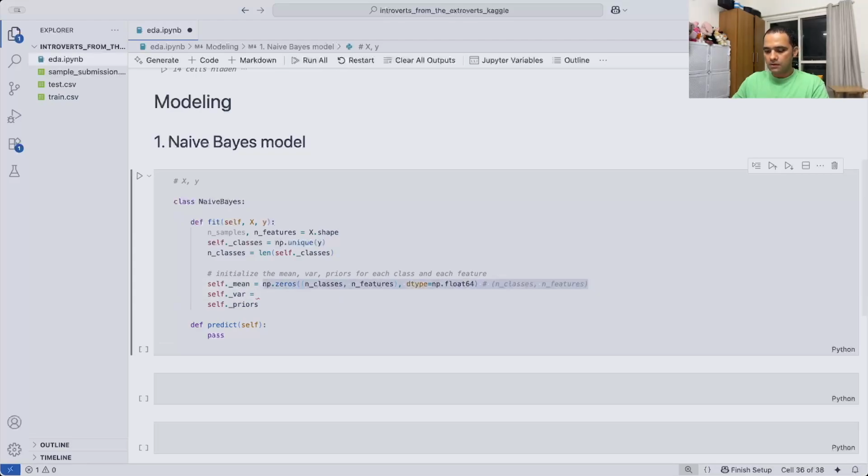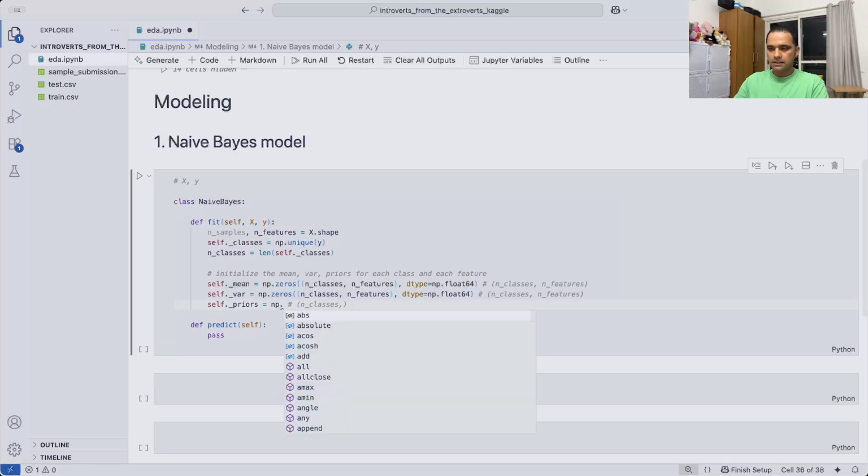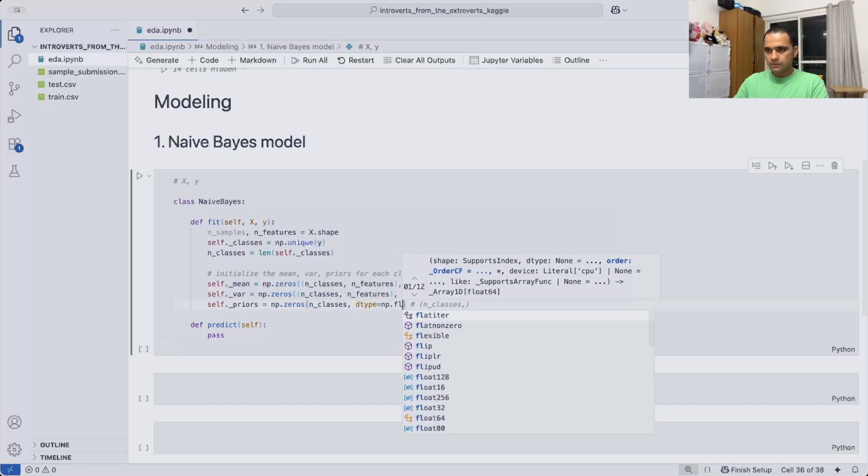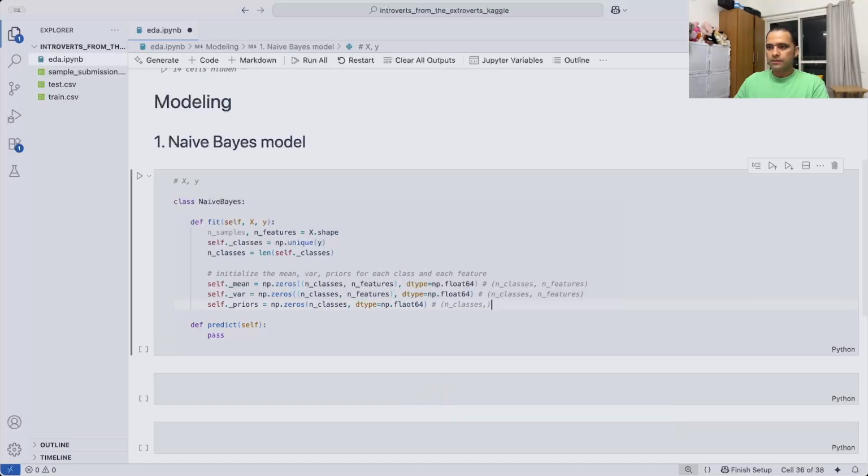Something similar for variance. It would be of the same shape. The priors would be of size n classes, because for each class there will be only one prior probability, that is the frequency of it basically. Therefore we can say it as np dot zeros, number of classes. We can fix the dtypes.